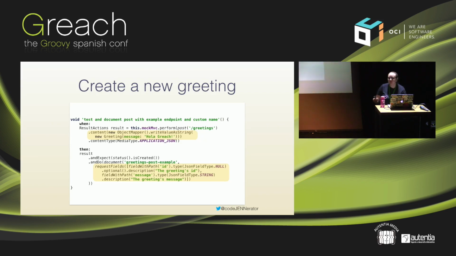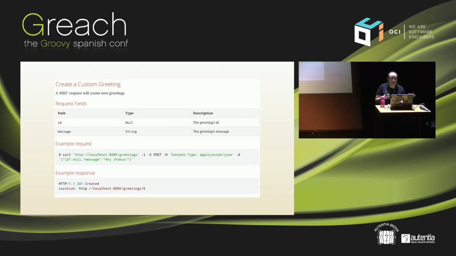Okay. So similarly, that test got converted into a table that now includes request fields. Since it's a create, there's no response, it's just the 201, so you don't have that table.